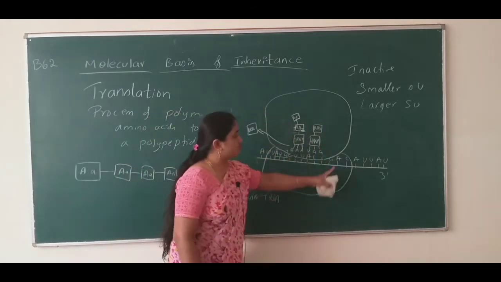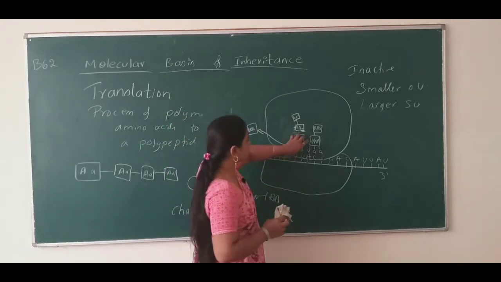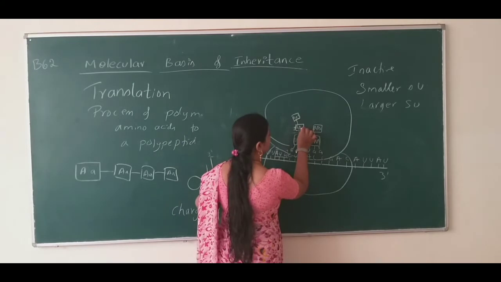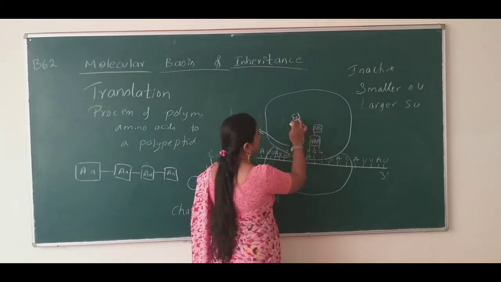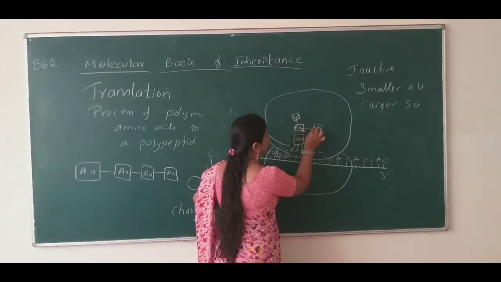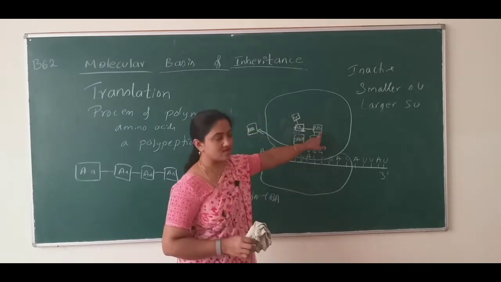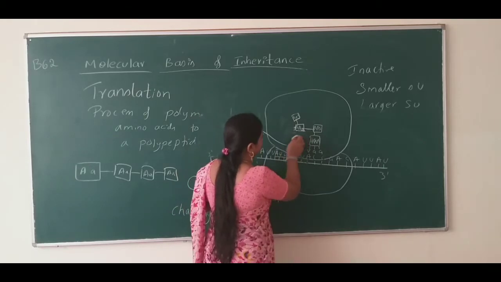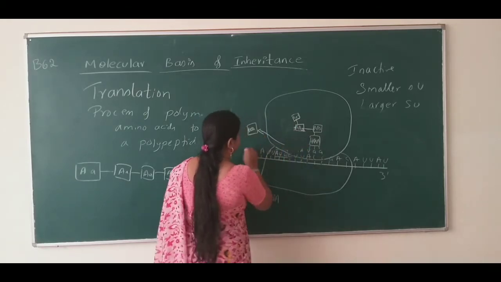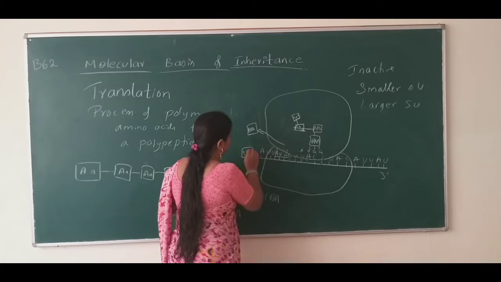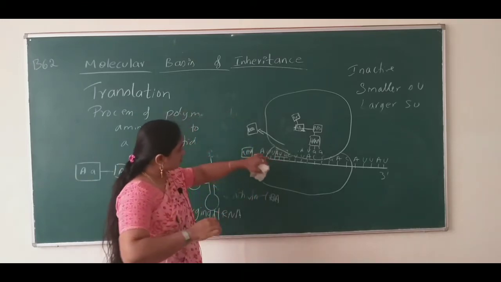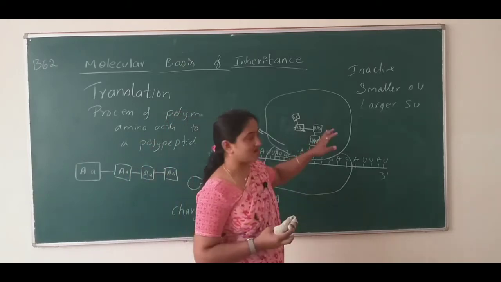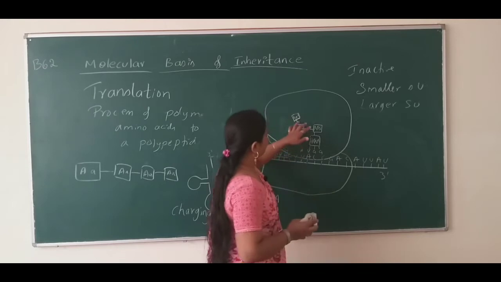When the ribosome again moves forward, this tRNA will get detached. By the time, the amino acid will connect to the third amino acid by forming a bond known as a peptide bond. I'll just erase this, okay. So this tRNA also gets detached and comes out from the process. How many amino acids are there now? We have 3 amino acids.